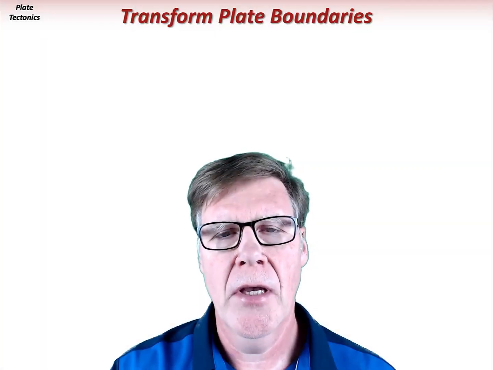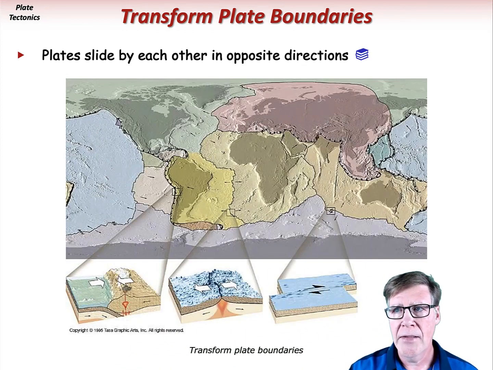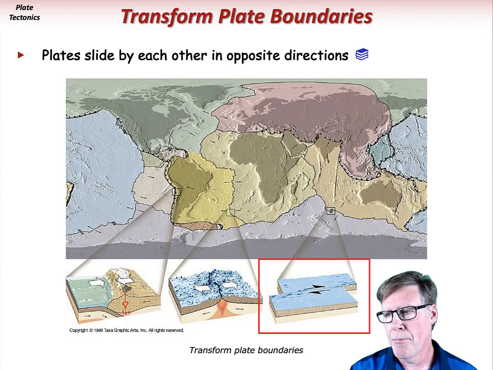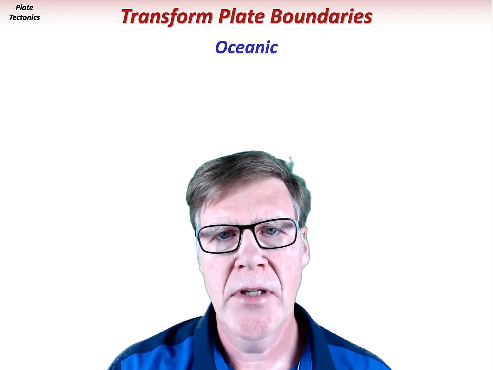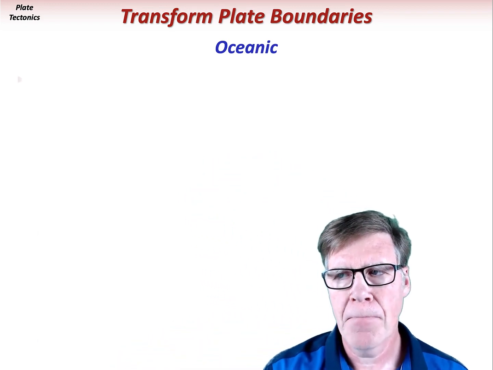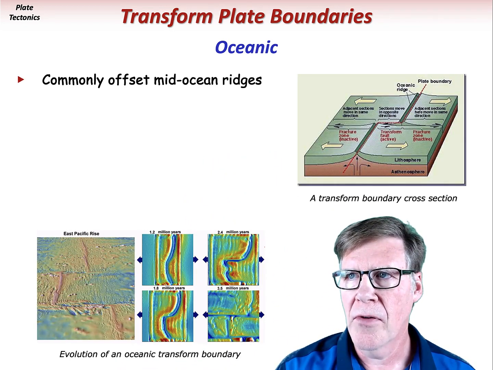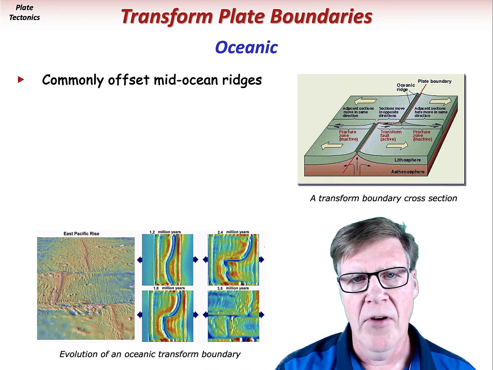Transform plate boundaries are where plates slide by each other in opposite directions and include both oceanic transforms and continental transforms. This is an example of an oceanic transform. Let's look at oceanic transform boundaries, where separate oceanic plates are moving in opposite directions. These boundaries evolve from the differential spreading along mid-ocean ridges, which eventually cause their offset along transform faults.